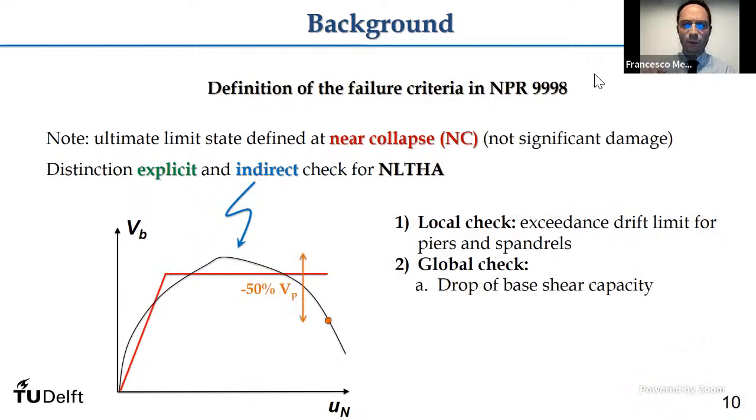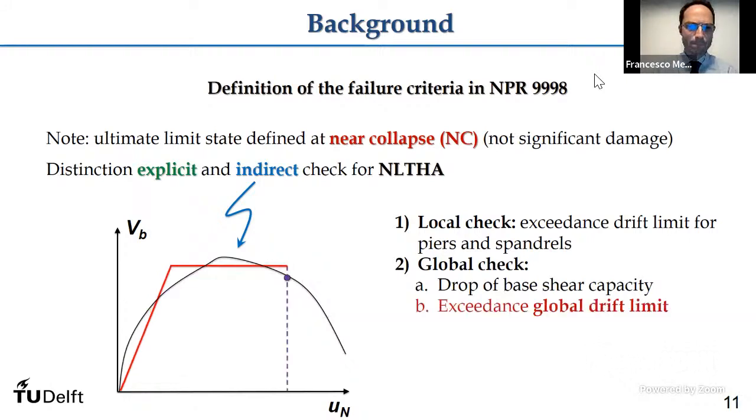The second criterion is also similar to the one of the Eurocode because it refers to the global capacity curve and it is related to a drop of the base shear capacity. What is different here is that typically in the Eurocode, or often in other codes, it is suggested for the significant damage to have a reduction of 20% with respect to the peak load, whereas in the Dutch guidelines, this is pushed farther to a drop of 50% of this value.